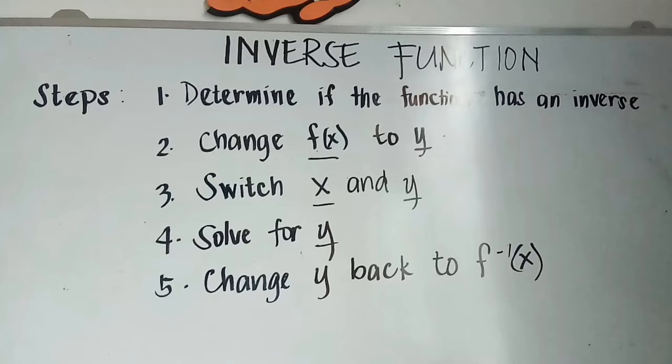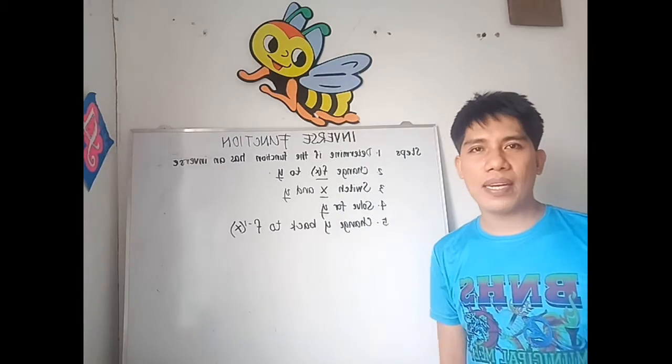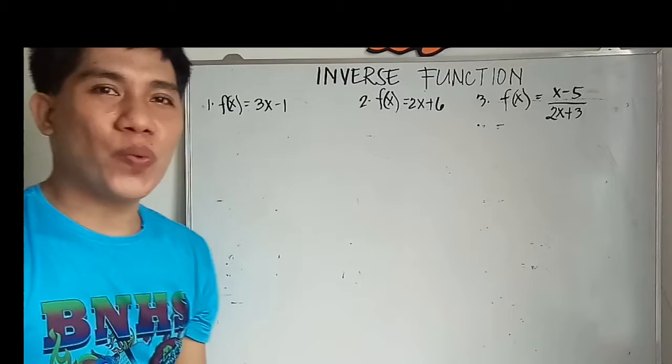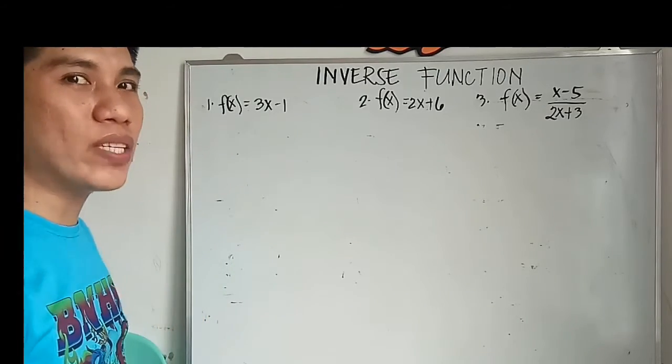For step 2, you will change f of x to y. For number 3, you will switch x and y. For number 4, you have to solve for y. For number 5, you will change y back to f inverse of x. So those are the steps that we are going to follow to find the inverse of a function. Okay, so we have here 3 examples of a one-to-one function.